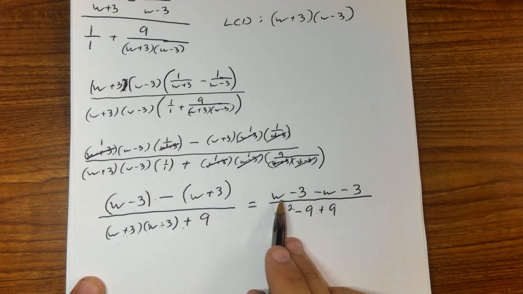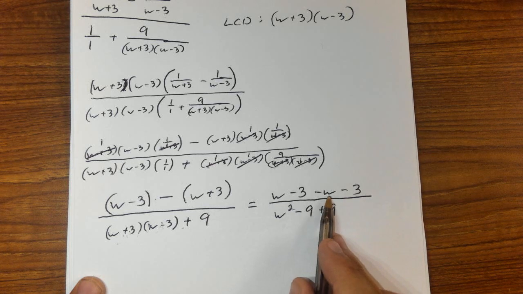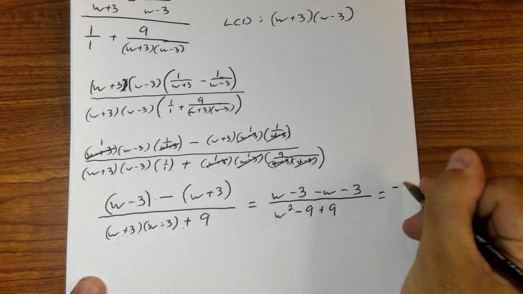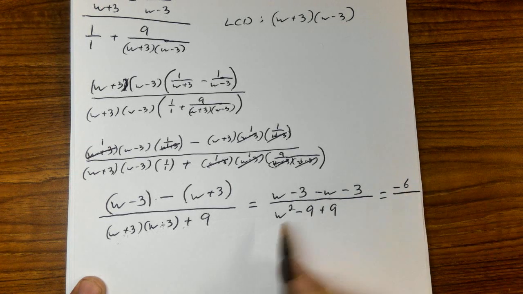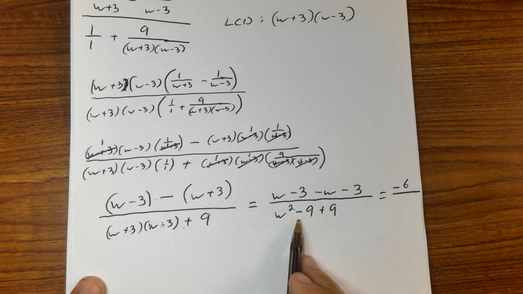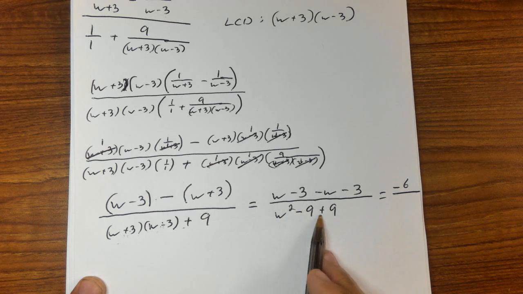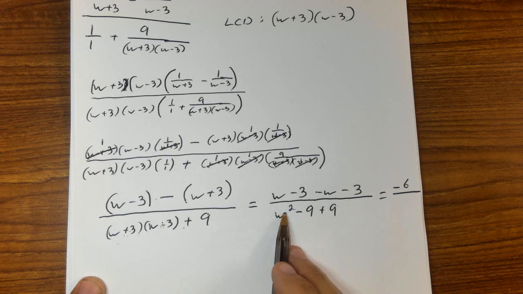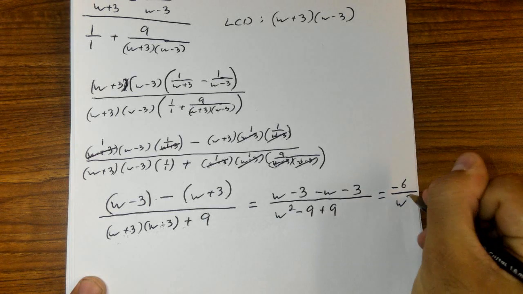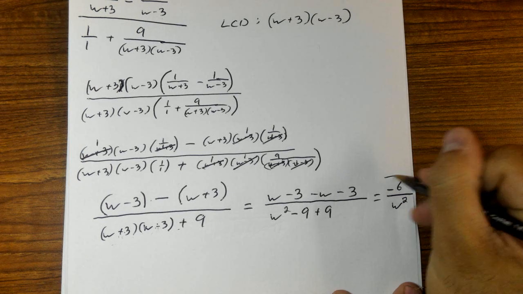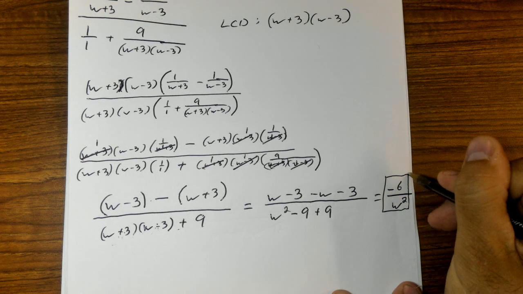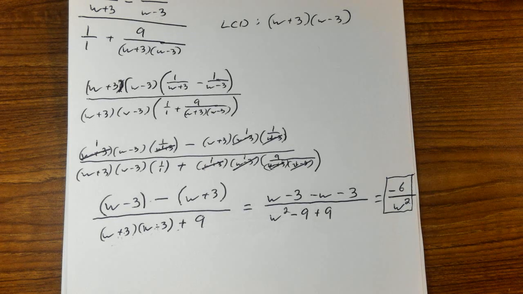Let's start with the numerator. W minus w is 0, and negative 3 minus 3 is equal to negative 6 in the numerator. W squared minus 9 plus 9, well, minus 9 plus 9 is 0, and so what we really have is w squared. And that is the answer for example 5 for using method number 2. Negative 6 divided by w squared.